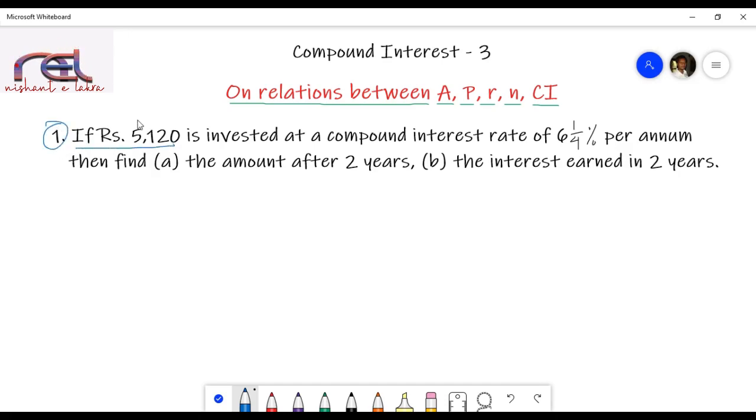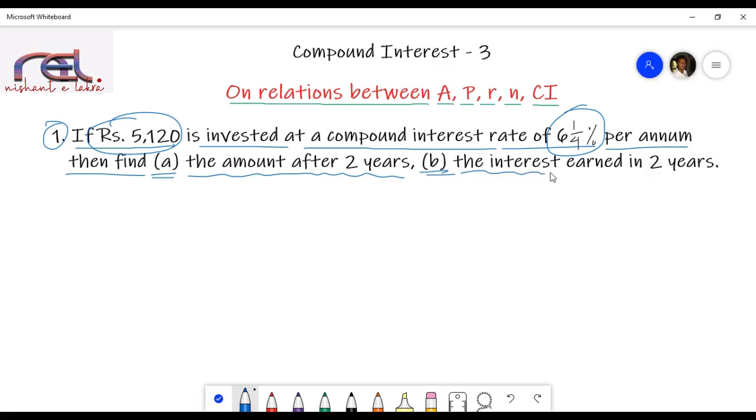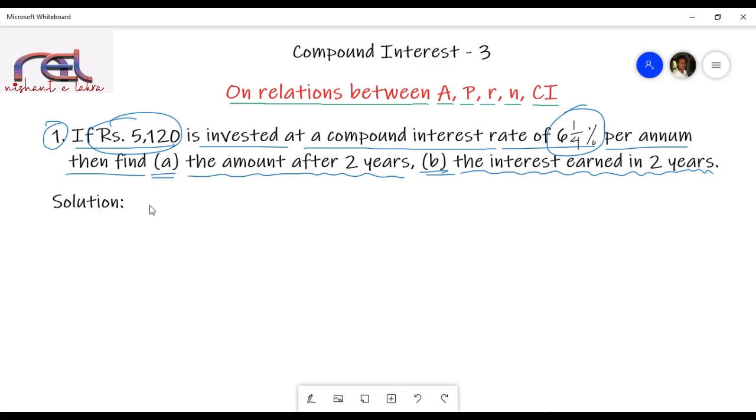If rupees 5,120 is invested at a compound interest rate of 6 1/4% per annum, then find, the first one is to find the amount after 2 years. Okay, so time is 2 years. And the second question is, we have to find the interest earned in 2 years. Even here the time is 2 years. Let us see how to solve it.